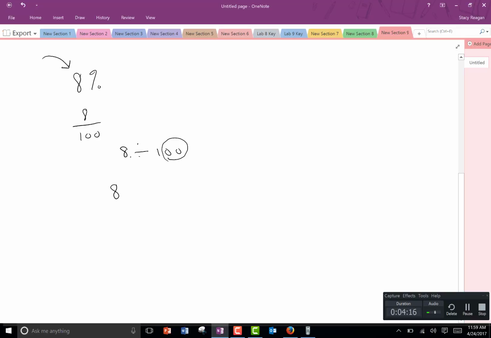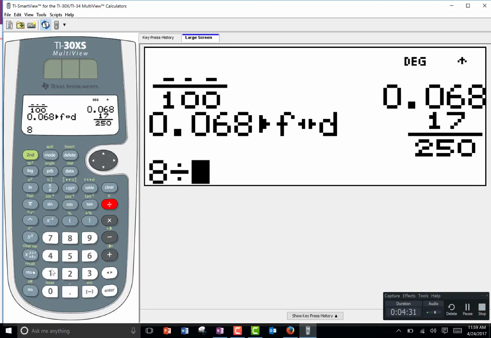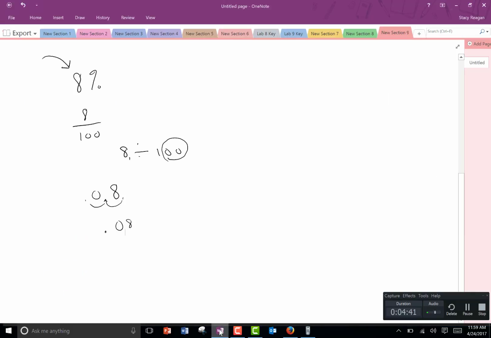Since this decimal started out at the end, I move my decimal 2 places to the left, and I have 0.08. If I do it on the calculator, I take my 8 divided by 100, and I hit enter, and it's going to give me 0.08. So you divide these by 100, and that gives you the answer that you're looking for.